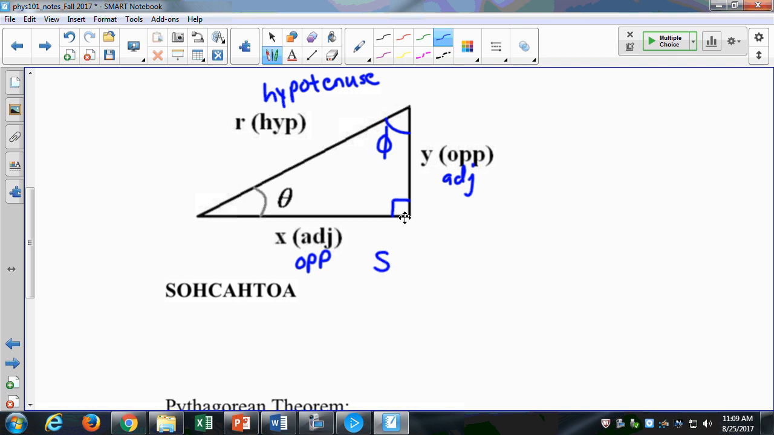SOH: sine of theta equals opposite over hypotenuse. So for example, the sine of theta in this case would be y over r. It's not always going to be y over r. It depends what angle you're working from. So for example, if I want to know the sine of phi, which would be opposite over hypotenuse, it would be x over r. It depends what angle you're dealing with. So that's SOH.